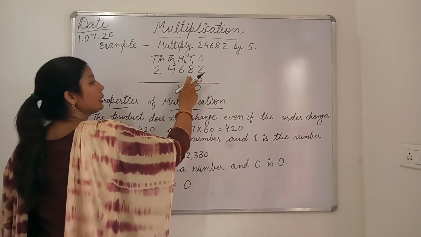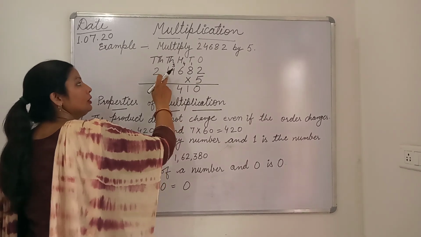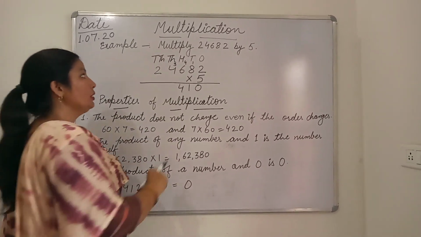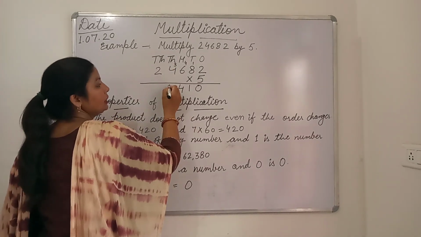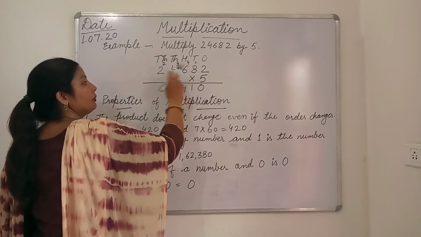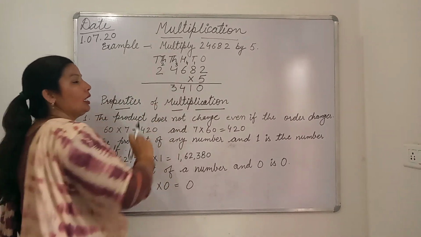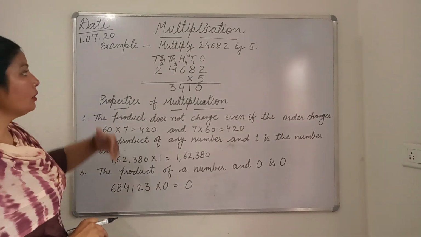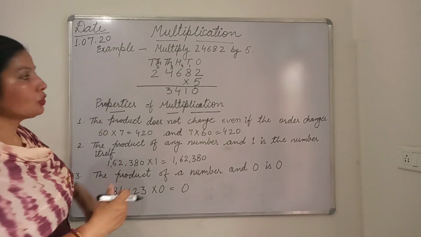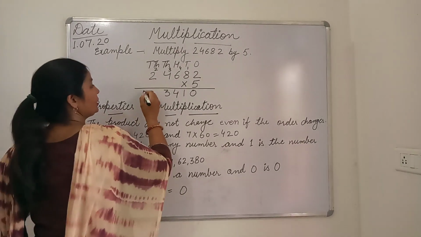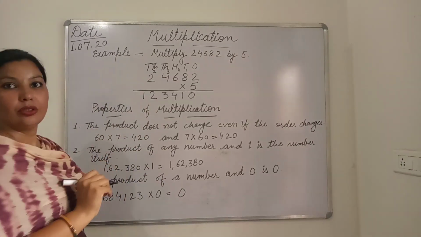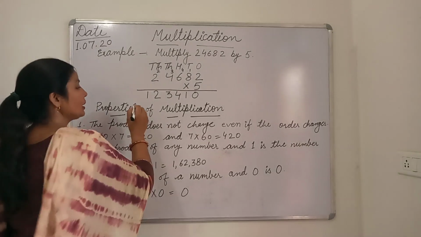Now we should again recite the table of 5 until 4. Now 5 fours are 20. 20 plus 3, 23. So we write here 3 and 2 goes carry. Now 5 twos are 10. And 10 plus 2, 12. Now this is the last column. After that there is no digit. So we write here 12 as it is. Okay. So now we get our answer.